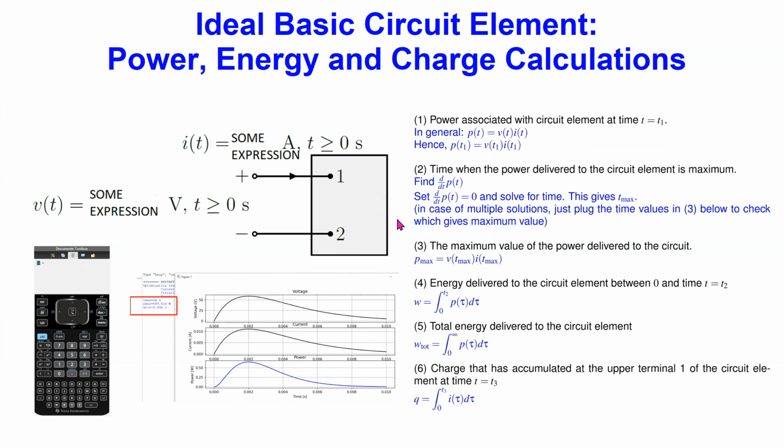In this video, we have discussed how to systematically calculate power, energy, and charge for an ideal basic circuit element. The calculations can be carried out easily using a programmable calculator or a programming language like Python. The systematic procedure shown here applies to all cases, irrespective of the exact voltage and current expressions.